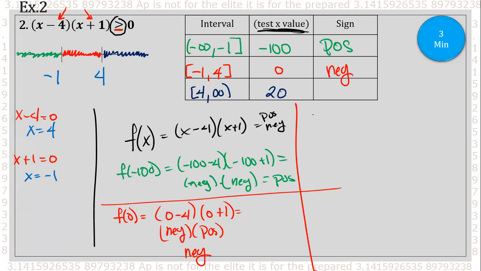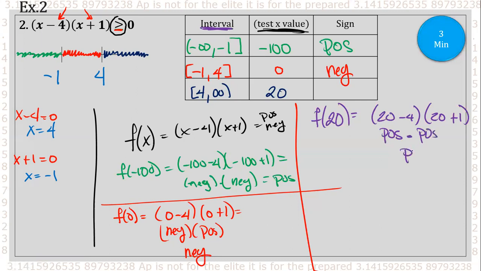Okay, and I got f of 20, right? Keep in mind your numbers can be different than mine, as long as it's between these intervals, we will get the same solution. Alrighty, so f of 20, and that's going to be 20 minus 4, and then 20 plus 1. Okay, so right here, 20 minus 4, that's still a positive number, times 20 plus 1, that is still positive. That gives me a positive.